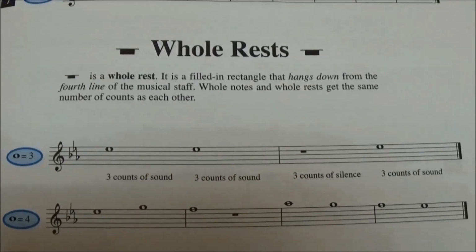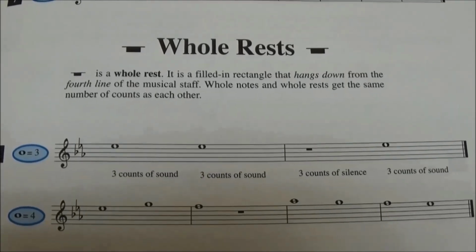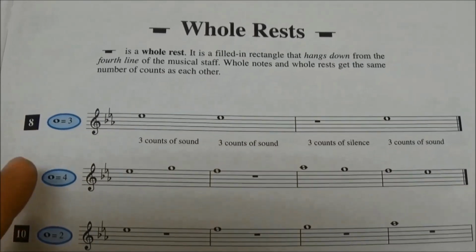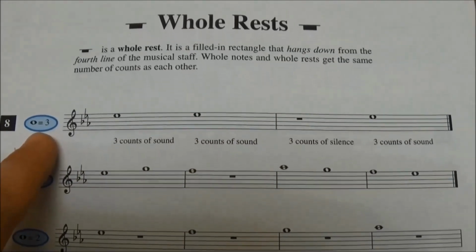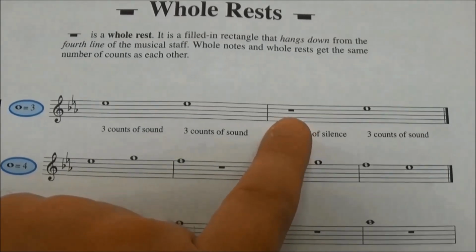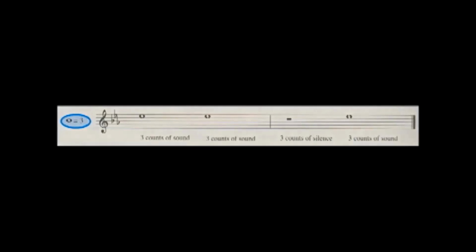After explaining ties, the book goes on to explain whole rests. It says that whole notes and whole rests get the same number of counts as each other. You're now going to hear the band play number 8, where the whole note equals 3, and we will have a whole rest that is also 3. 1, 2, ready, play.